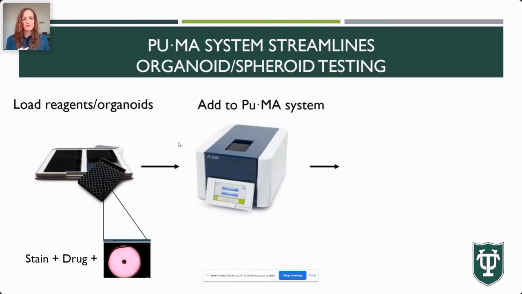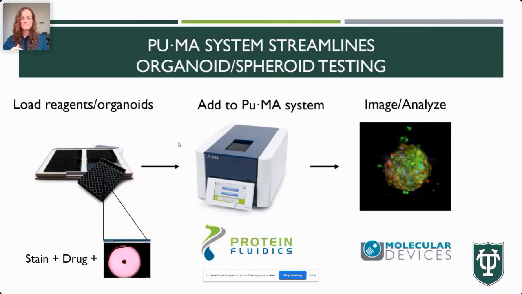All we did was add this Flowchip and the chambers to the PUMA system. There were protocols that were already made by Protein Fluidics, and we could custom make them depending on what types of experiments we were interested in running. Really just hit play, walk away, go enjoy some dinner, come back the next day or whatever the end time point was, and image or analyze.